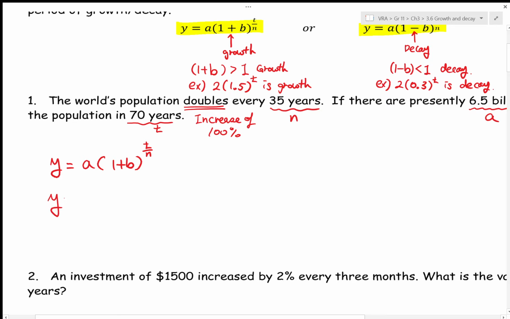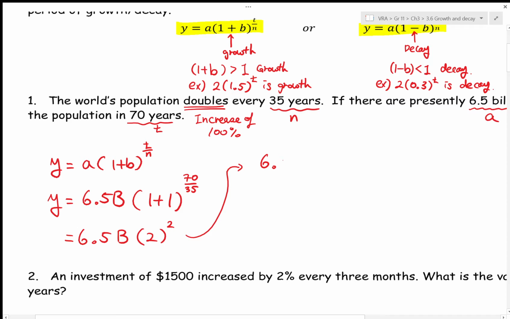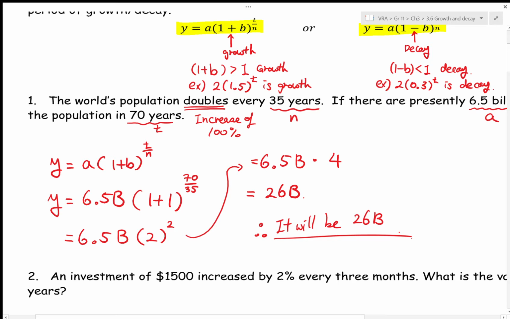So all you have is y equals 6.5 billion. I'm not going to put all those zeros. Then (1 plus 1) to the power of 70 over 35. Now you just need to use a calculator to do this. So this is 6.5 billion times 2 to the power of 2, which is 2 squared. So that gives me 6.5 billion times 4, so that is 26 billion. So therefore, there's got to be a therefore statement since this is a word problem. The population will be 26 billion people. Okay.